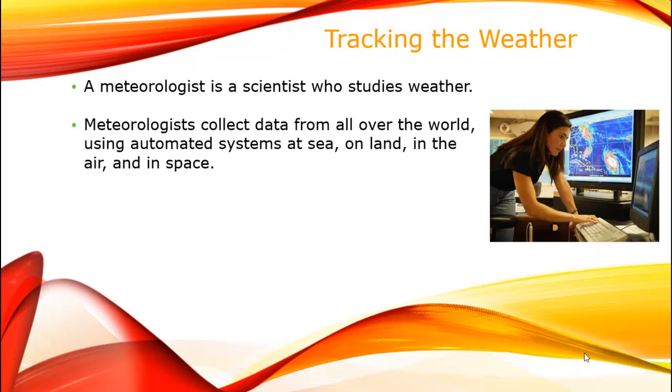A meteorologist is a scientist who studies weather. They collect data from all over the world using automated systems at sea, on land, in the air, and in space. So, a meteorologist is a scientist who studies weather, and they collect data from all over the world using systems at sea, on land, in the air, and in space.